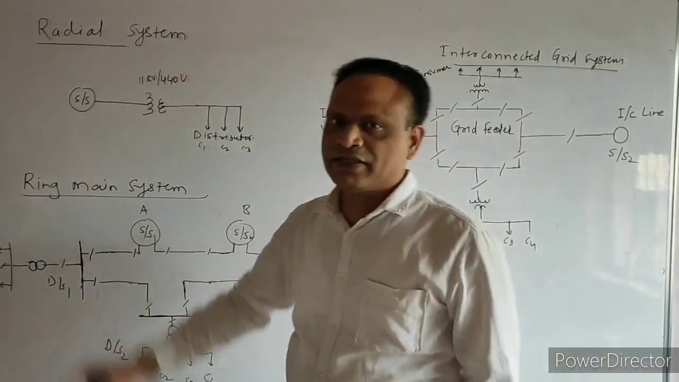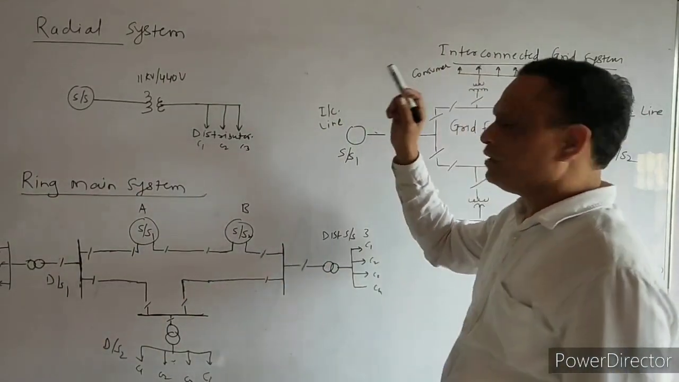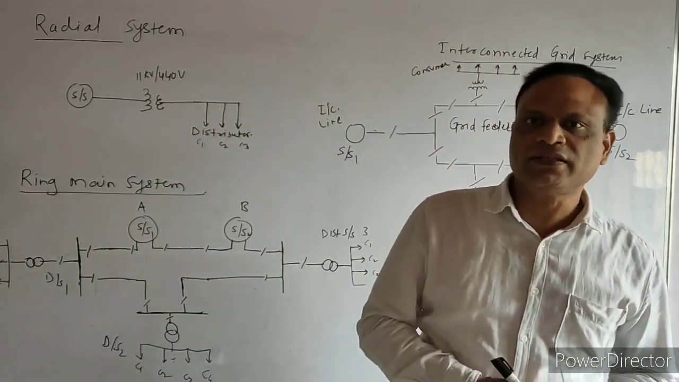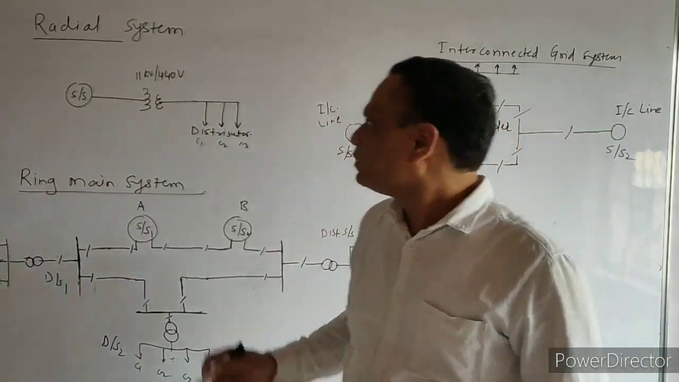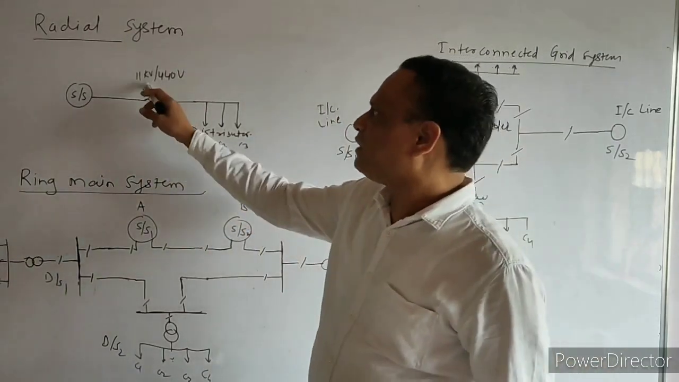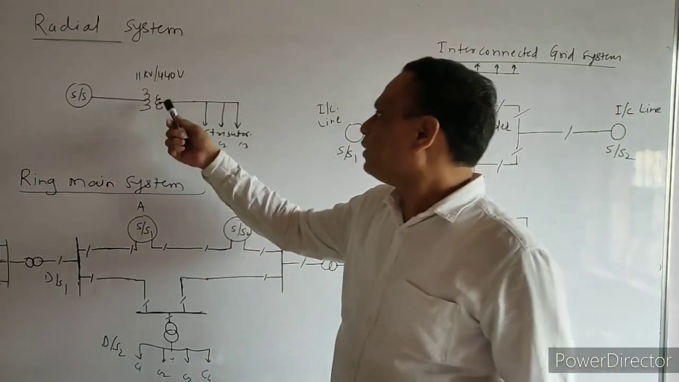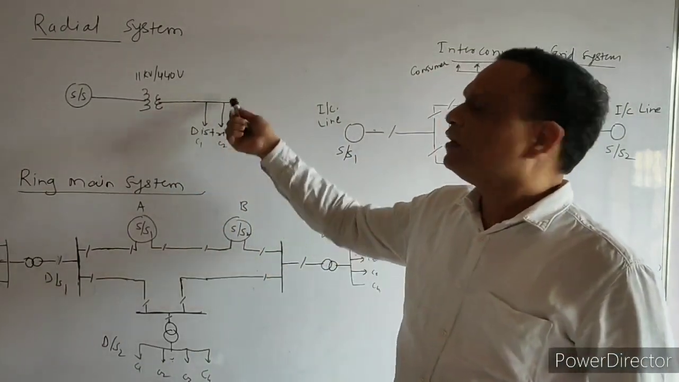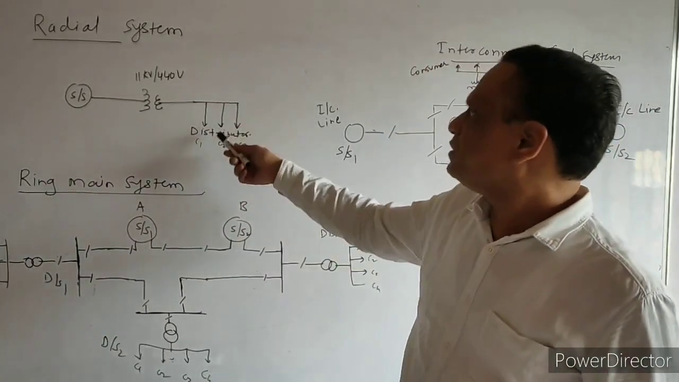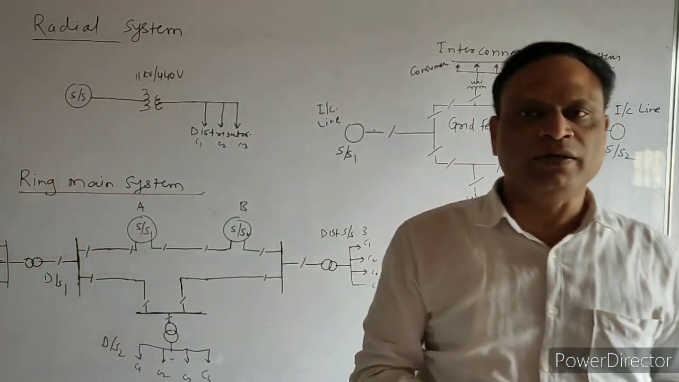So first is the radial system. In this radial system, this is the substation. Now we know what a substation is. The substation was that point at which the 3 phase 3-wire system was arriving. So this is the substation, and there is a transformer which is converting 11 kV to 440 volts. This 440 volts is supplied to n number of consumers with the help of these distributors. This is what is called a radial system.